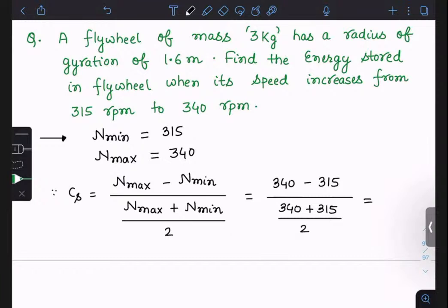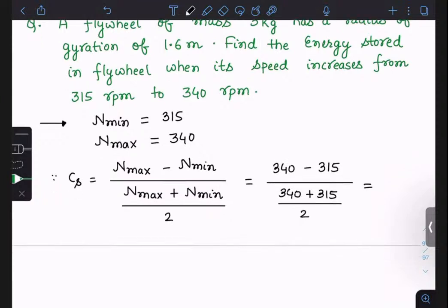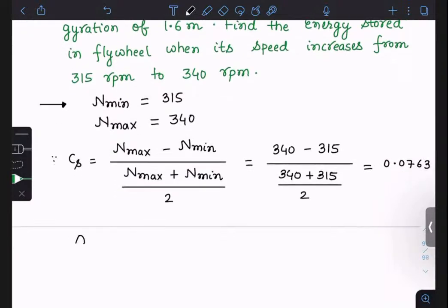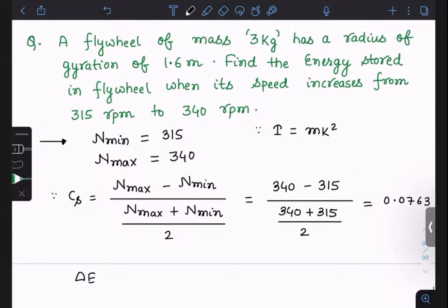Let me calculate in the calculator. Very less, 0.00763. Right. Once we got this, now moment of inertia is also required. So I is equal to m k square. Mass is given, 3 kg. Radius of gyration is 1.6 square.